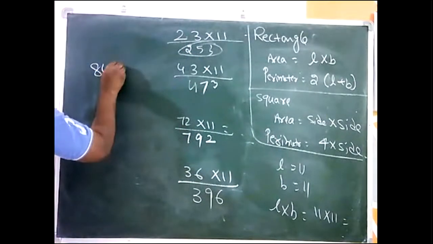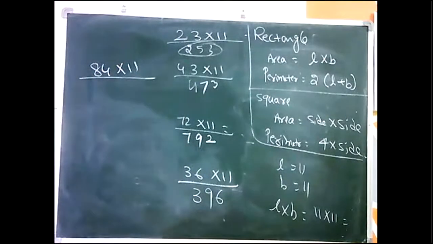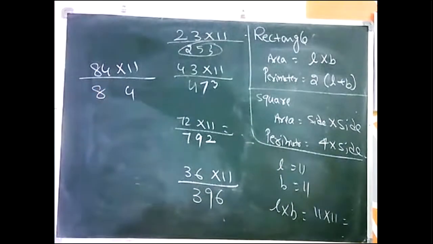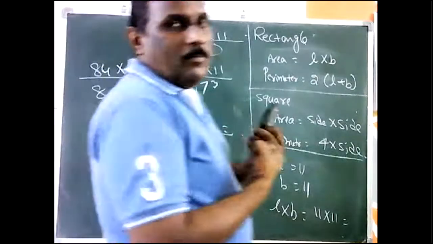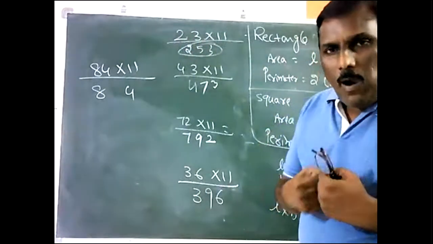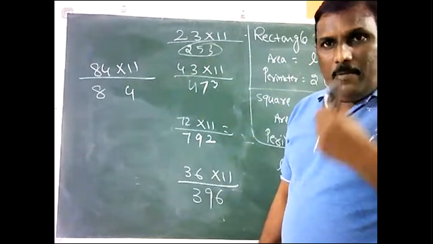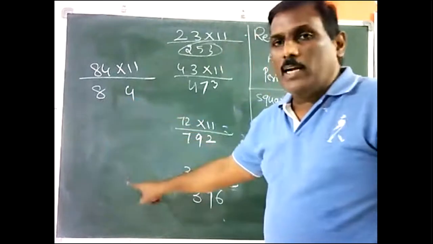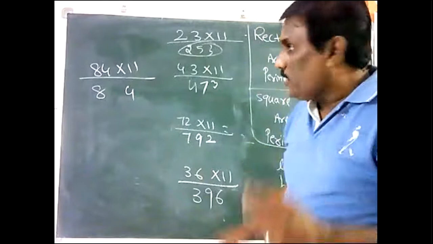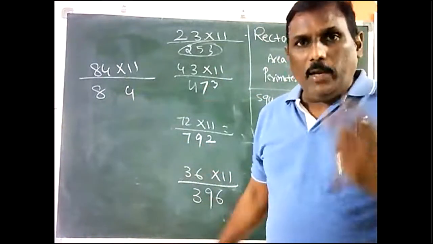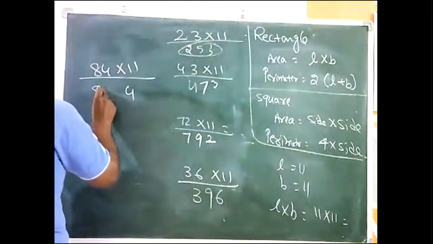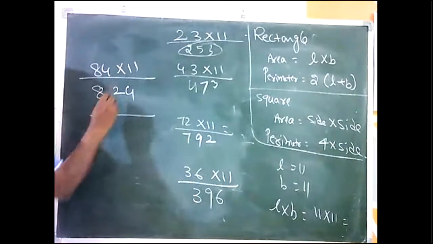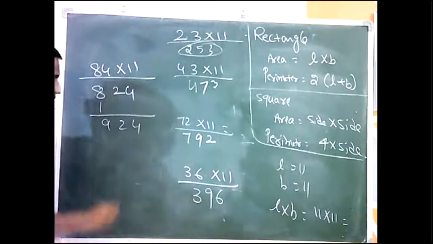But what will be the answer? Can you guess? 924, sir. 8 plus 4, 12. In between, we are supposed to take only single digit, not 2 digits. When you get double digit, you have to carry, like this. 1, 2. You have to carry like this.